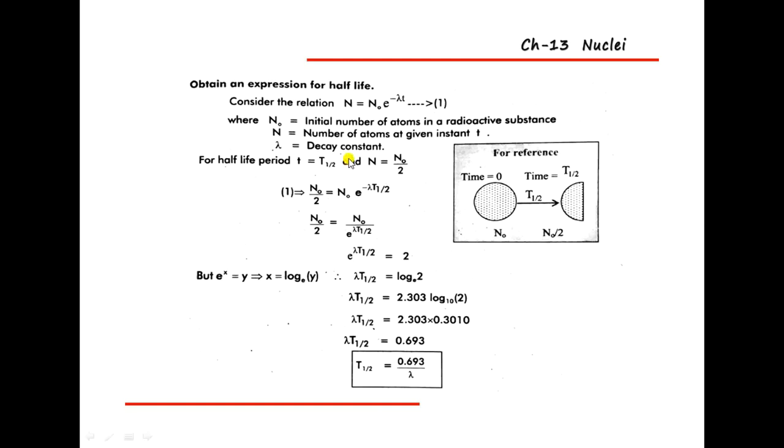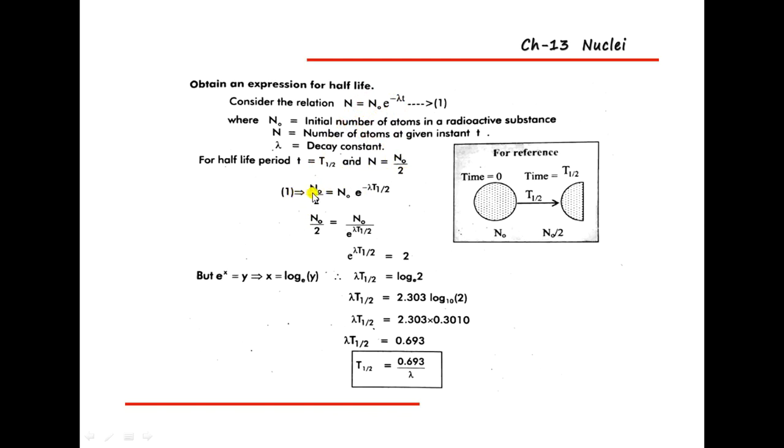So I repeat. Consider the previous equation, N is equal to N naught e raised to minus lambda t, where N naught is the initial number of atoms in a radioactive substance, N is the number of atoms at a given instant t, and lambda is the decay constant. For the half-life period, t is equal to t half and N is equal to N naught by 2. So in equation 1, wherever t is there you put t half, and wherever N is there you put N naught by 2.